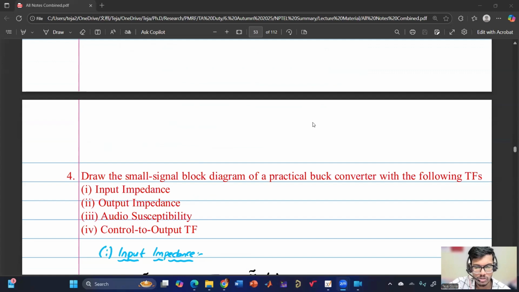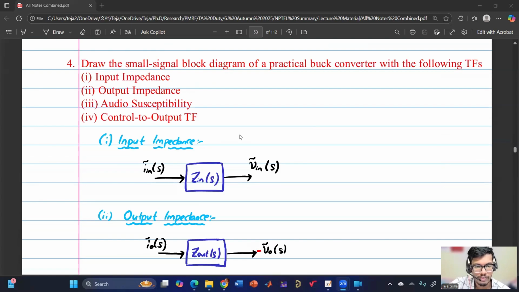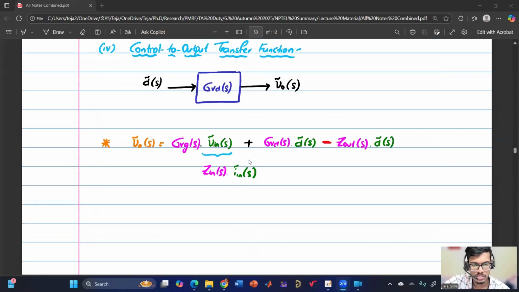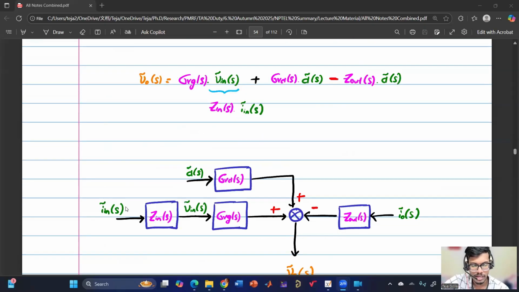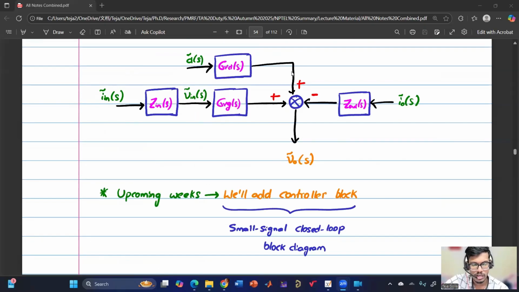Then we have also asked what is the small signal block diagram where we'll have all the transfer functions connected, and then we'll have something like this. So this is the small signal block diagram. Now this V naught will pass through the reference error generator and then pass through the controller, and that will close the loop. So till this week we have understood the modeling aspects, how to get the small signal transfer functions, and what the controller loop diagram is. Now using this we'll design the controller in the upcoming week. So that's how the flow is going.